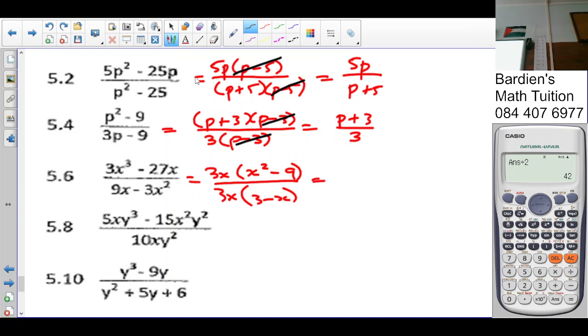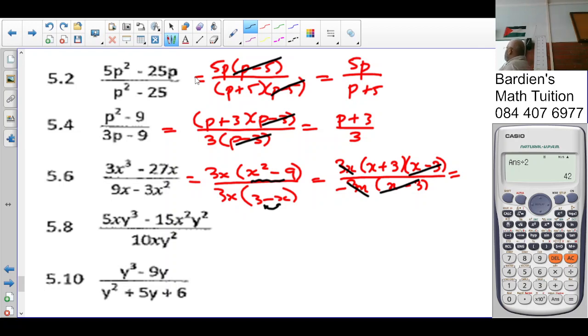So what can happen here is that I can take the difference of two squares and I can flip this around. If I swap that around, what's going to happen? Negative is going to come out. Not so? So it's going to be 3x into x plus 3, x minus 3 over negative 3x into x minus 3. Now what? Cancel. X minus 3 cancels x minus 3, 3x cancels 3x. So I'm left with x plus 3 over negative 1, which is negative x plus 3. But remember, if you got x over minus 1, that is negative x. Not so?